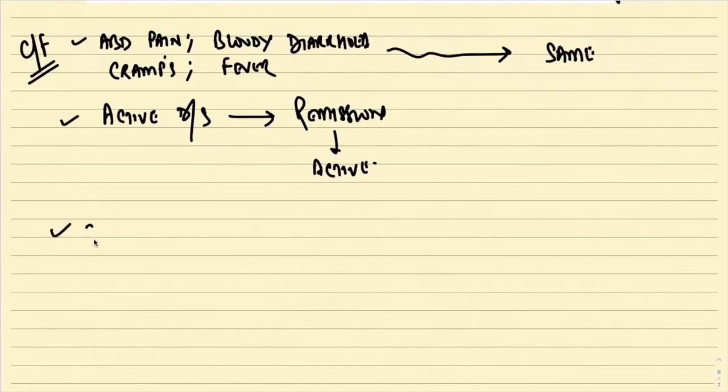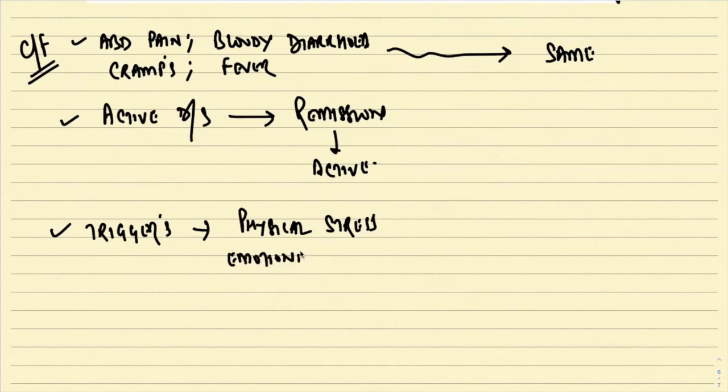Now, there are some very important triggers that we see for Crohn's disease. What are those triggers? The triggers are physical stress, okay, and emotional stress. Both this physical and emotional stress can trigger Crohn's disease. And not only Crohn's disease, these features are again the same in case of ulcerative colitis.